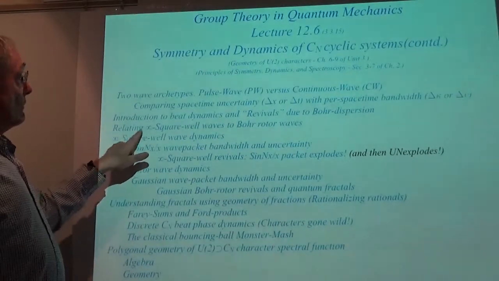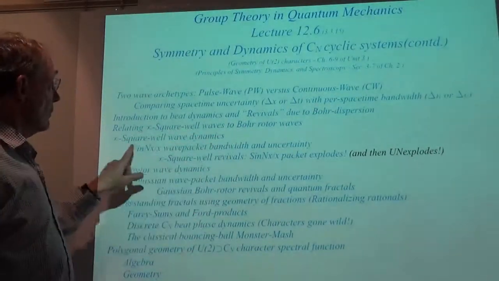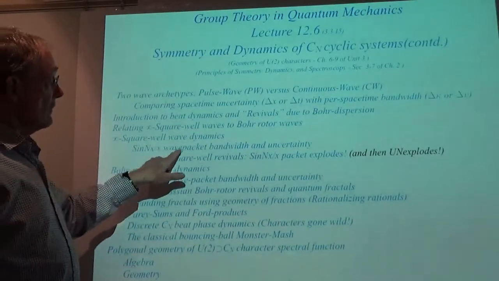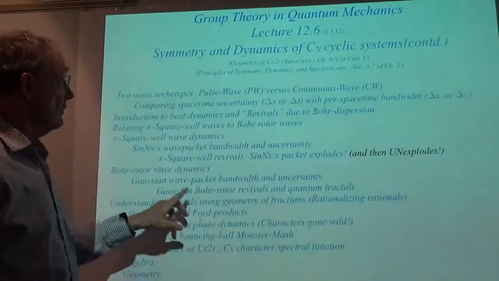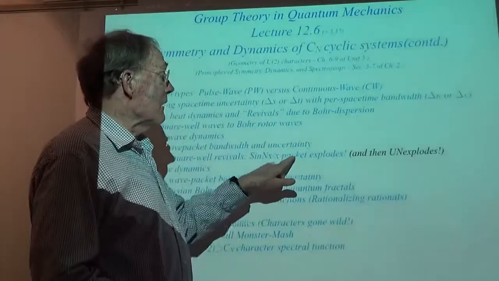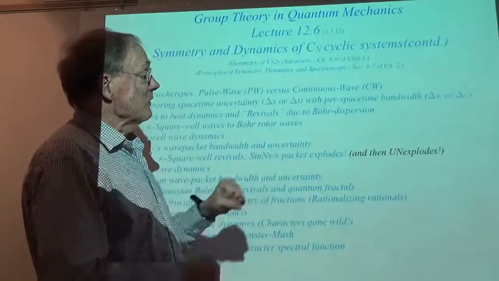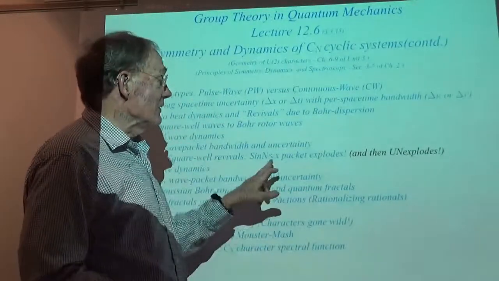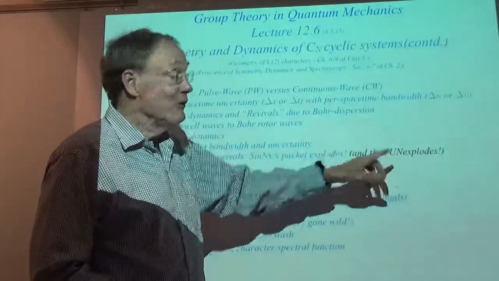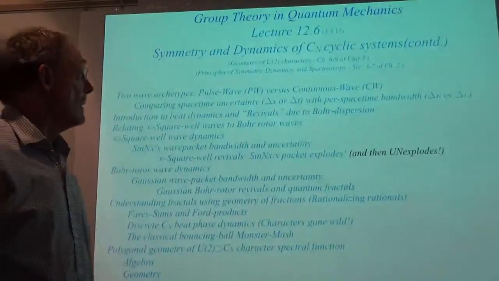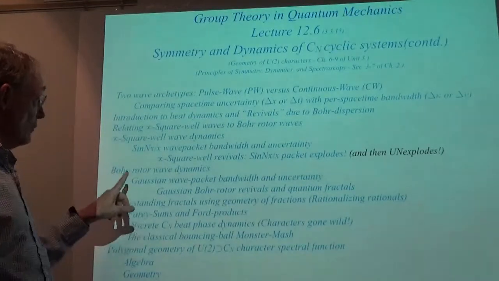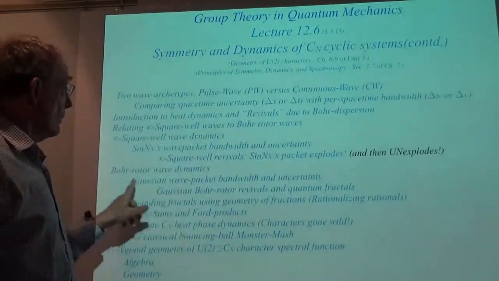So, after we've compared the infinite square well and the Bohr rotor, we're going to do the square well wave dynamics. We're going to study a certain kind of wave packet and its uncertainty. And then we're going to see this marvelous process where this wave packet explodes, literally going to look like a detonation. And then it's going to undetonate, unexplode. This is really cool. So this part is lots of fun, and we're going to redo it for the Bohr rotor. That's where you can understand it.